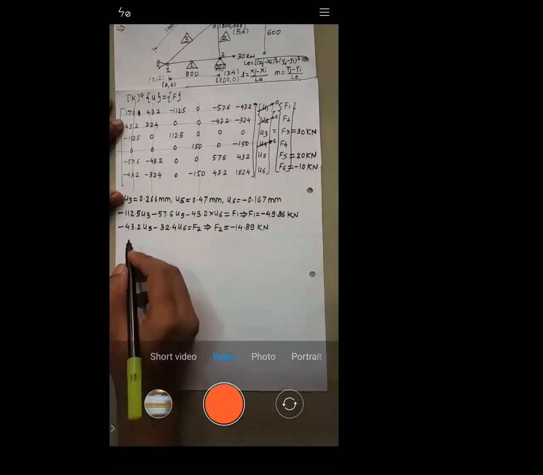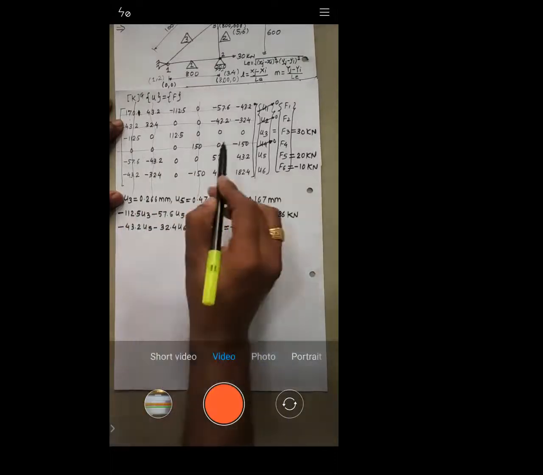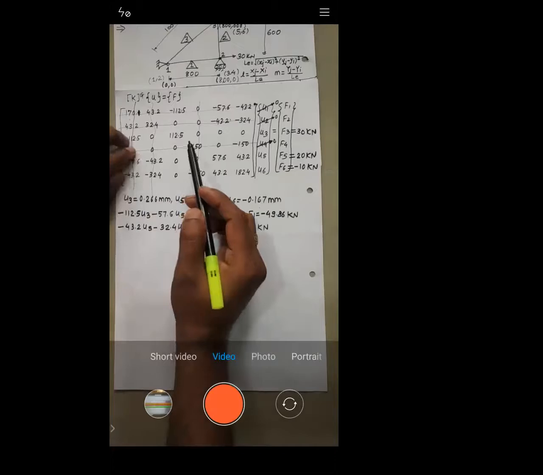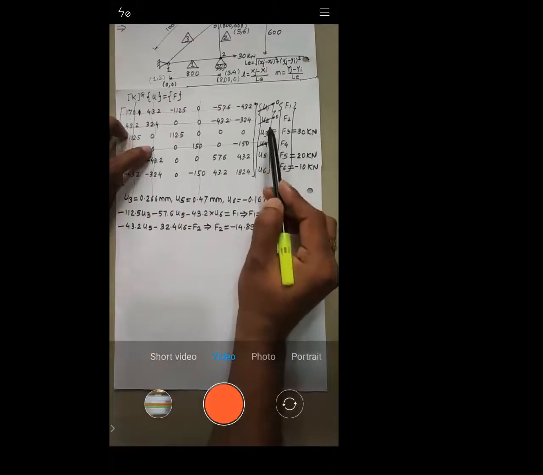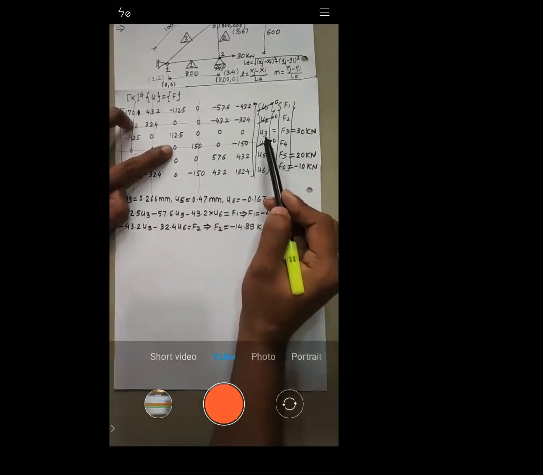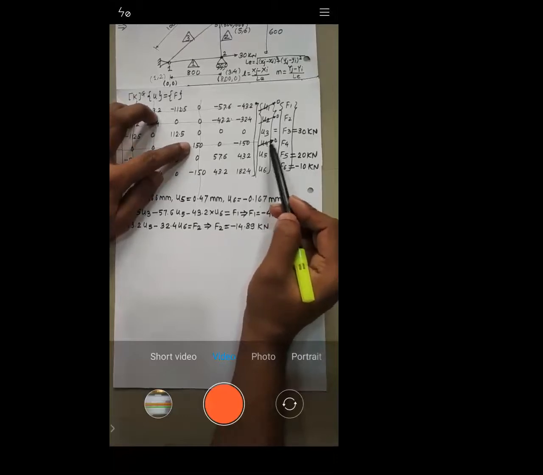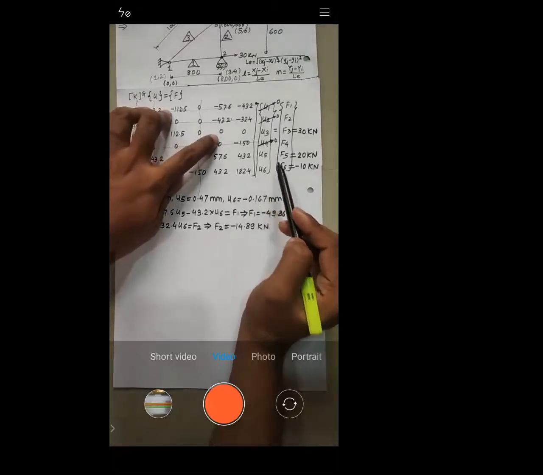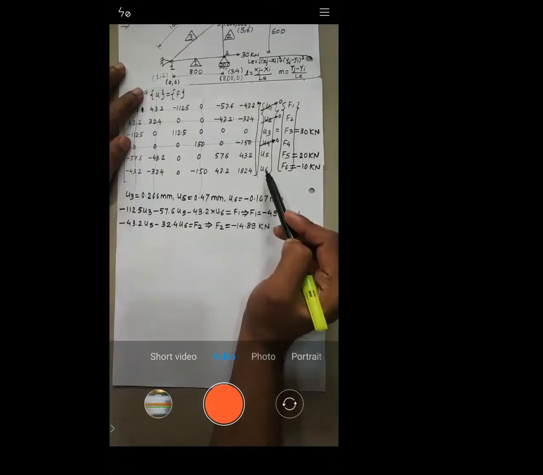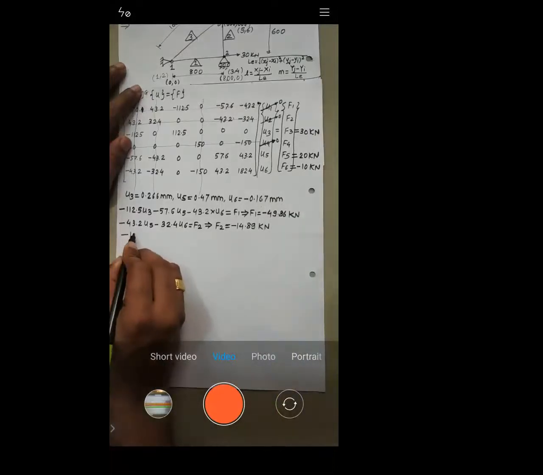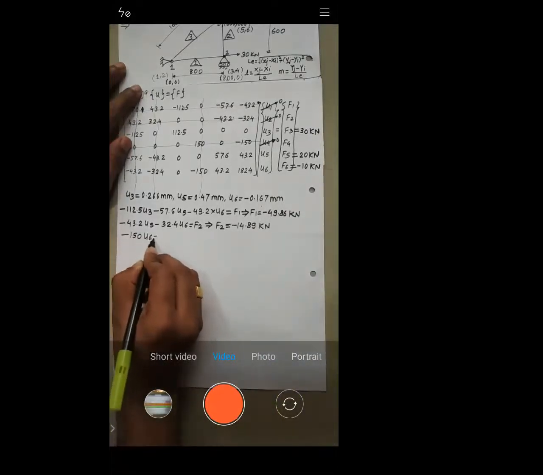Now we will go for F4. How will we do that? Fourth row and this column, right? So this into this is 0 again. Then 0 into U2 is 0. Then 0 into U3 is 0. Right? 150 into U4 is 0. 0 into U5 is 0. What is remaining? Minus 150 U6.